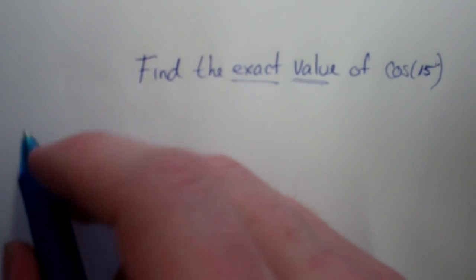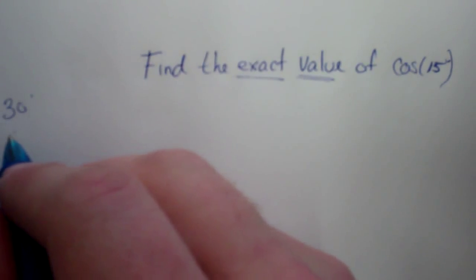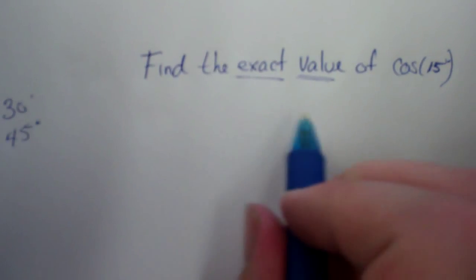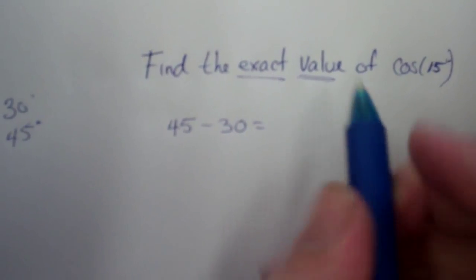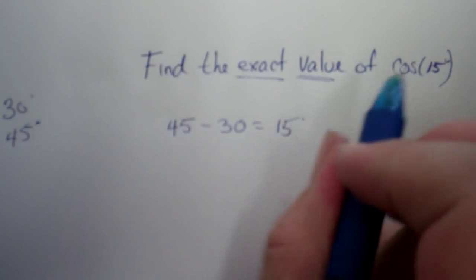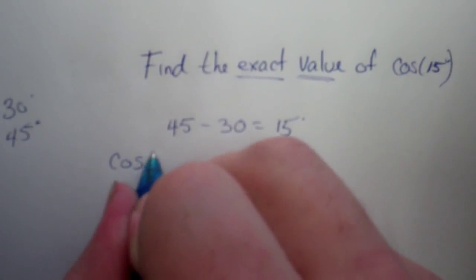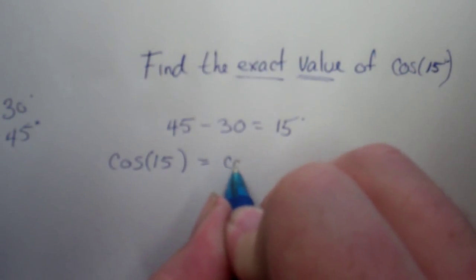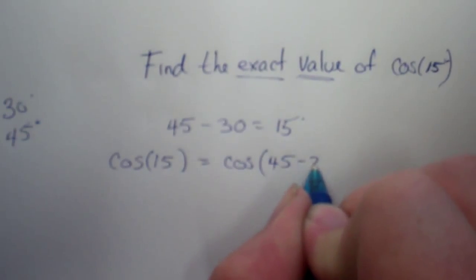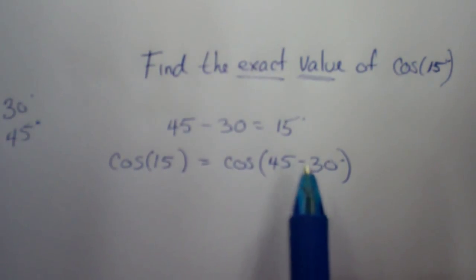You see, I do know exact values for 30 degrees, and I know exact values for 45 degrees, and I'd like you to notice that 45 minus 30 is equal to 15. And that means in order to find the cosine of 15, I could also find the cosine of 45 minus 30. So said another way, the cosine of 15 must be the same thing as the cosine of 45 minus 30.